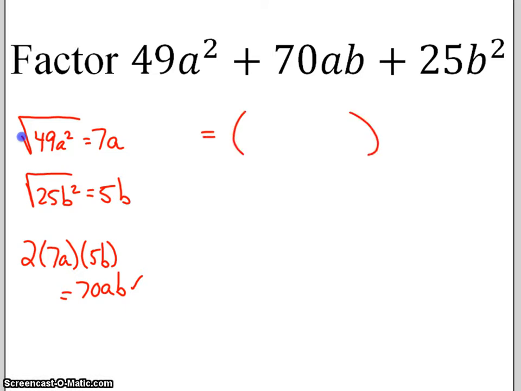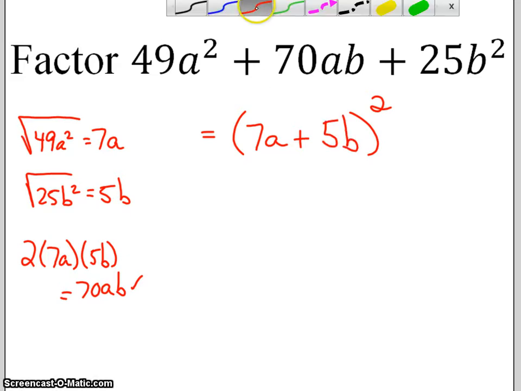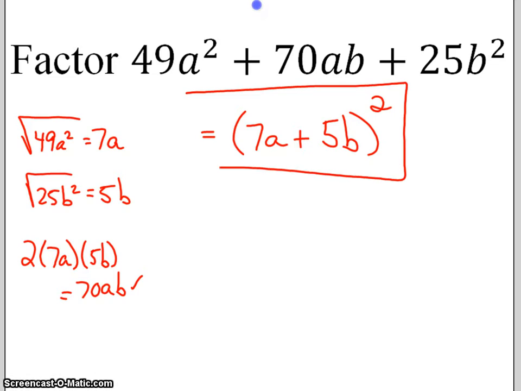So now, this is a perfect square trinomial. So it's going to be one binomial squared. And it's 7a plus, because of the sign right here, 5b. So the answer is 7a plus 5b quantity squared. Now this is 7a plus 5b times 7a plus 5b.